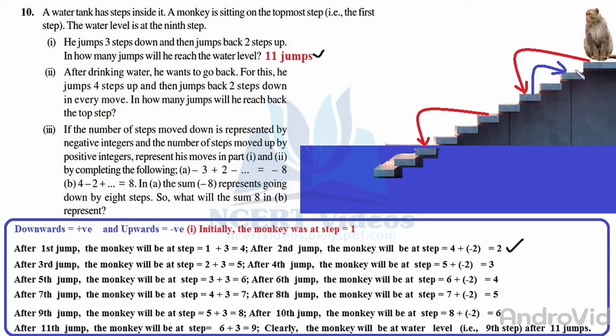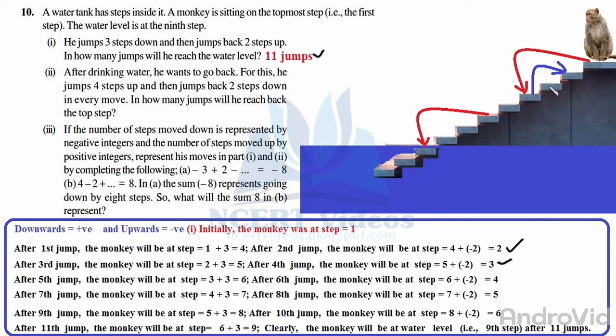Now he makes the third jump. So he's here, he'll make the third jump. So 2 plus 3, because he makes a 3-step jump. So he'll be at the 5th step. Now he makes the 4th jump back. It will be taken as negative. So 5 plus minus 2. Plus minus is minus. So he'll be ultimately at the 3rd step.